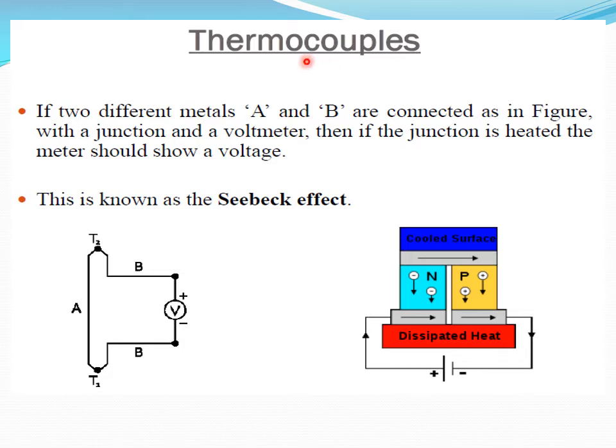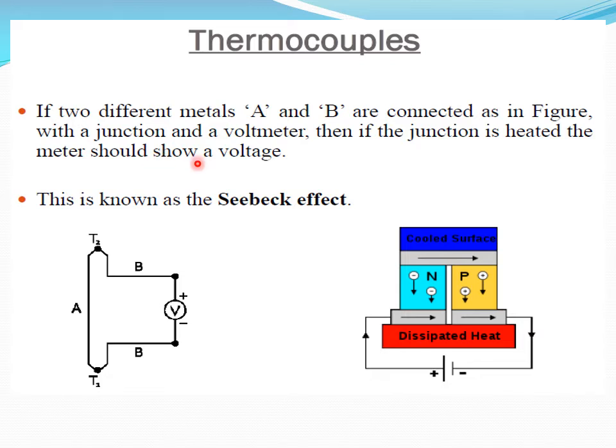So, the thermocouple. The basic law on which the thermocouple works is this: two different materials A and B, as shown in the figure, are connected with a junction and a voltmeter. There are two junctions, T1 and T2. So AB junction T1, AB junction T2, two junctions, connected by a voltmeter.